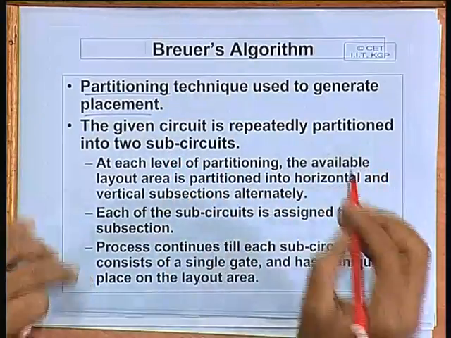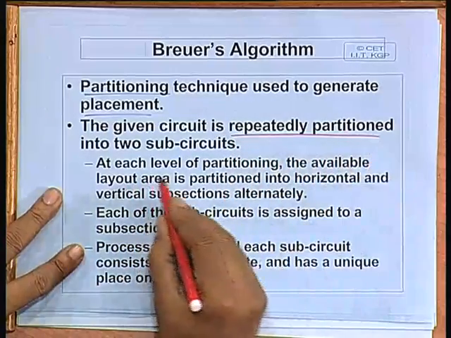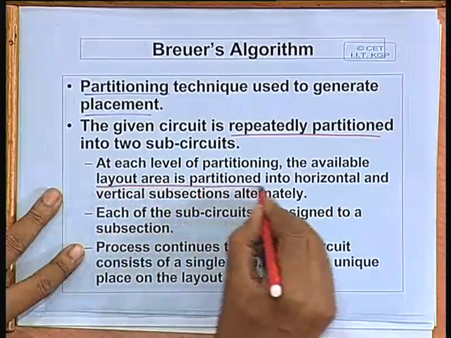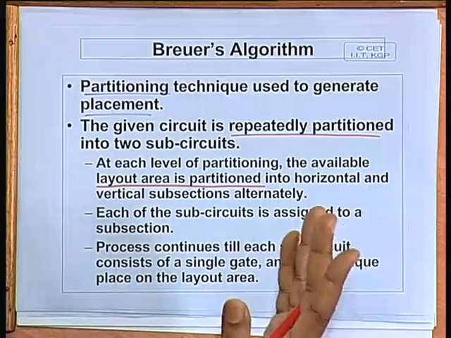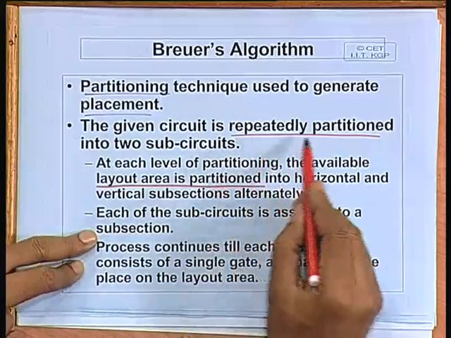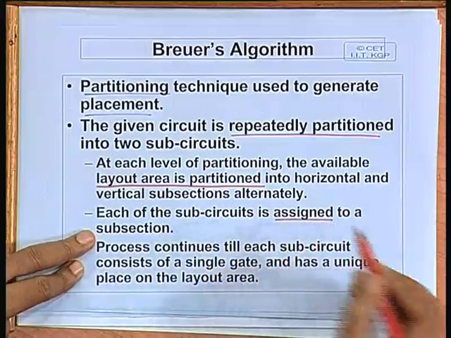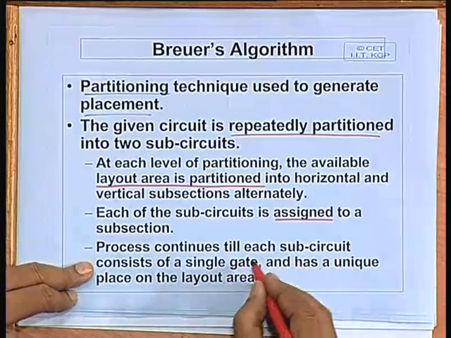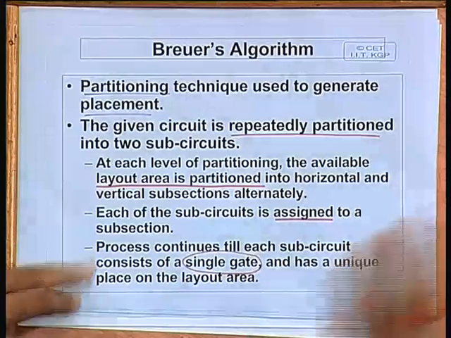This circuit is repeatedly partitioned, and at each level of partitioning, the available layout area is also partitioned. Now, how they are partitioned, a number of different ways of slicing have been proposed. I will show them. And each of the subcircuits which are obtained is assigned to a subsection. This repeats until each subcircuit is small enough, maybe a single gate or a few gates, which can be directly placed.